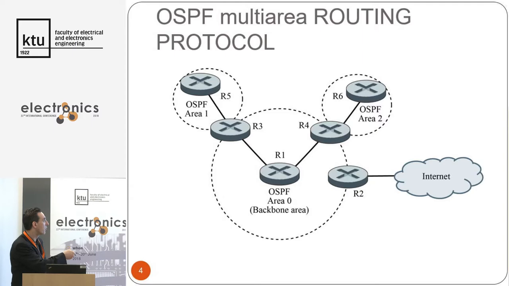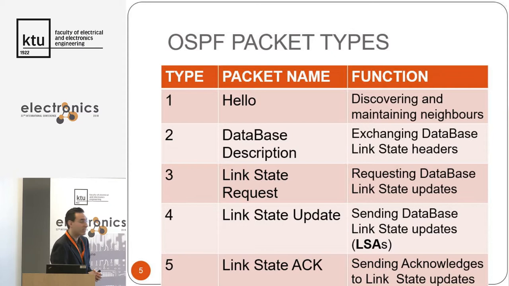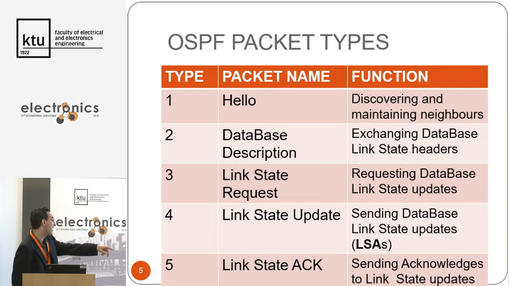Then, talking about OSPF packets, we have five types of packets. Packet number one is called hello, and this is for discovering and maintaining neighbors. The rest of the packets are just for LSA exchange. Packet number two is called database description, used for exchanging database link state headers. Packet number three is called link state request, and it's for requesting database link state updates. Packet number four is called link state update, used for sending database link state updates, LSAs. And packet number five is link state ACK, just for acknowledgments.